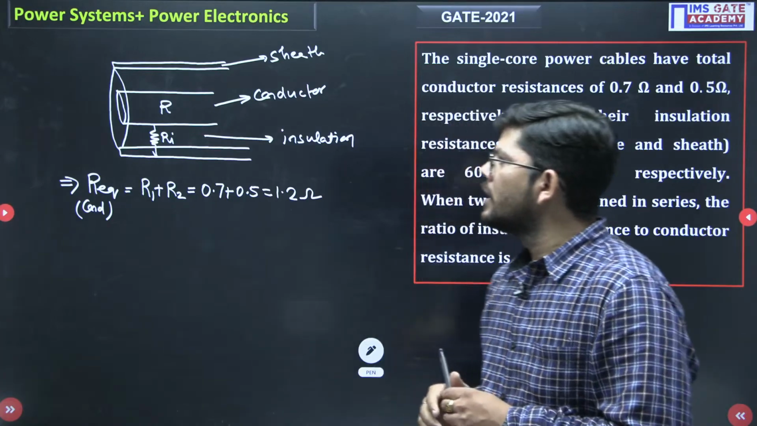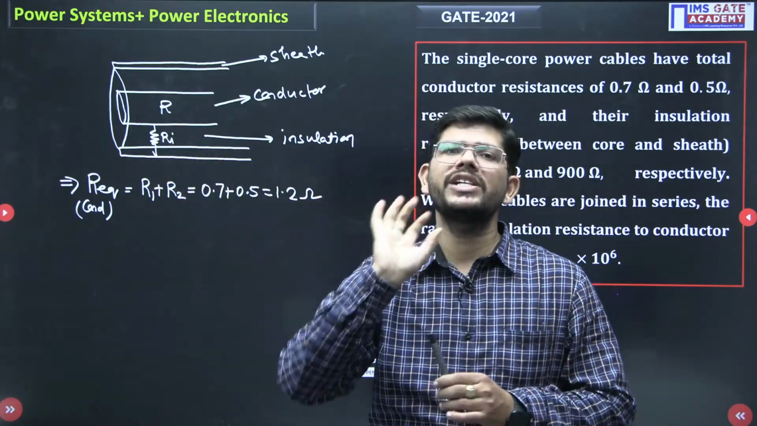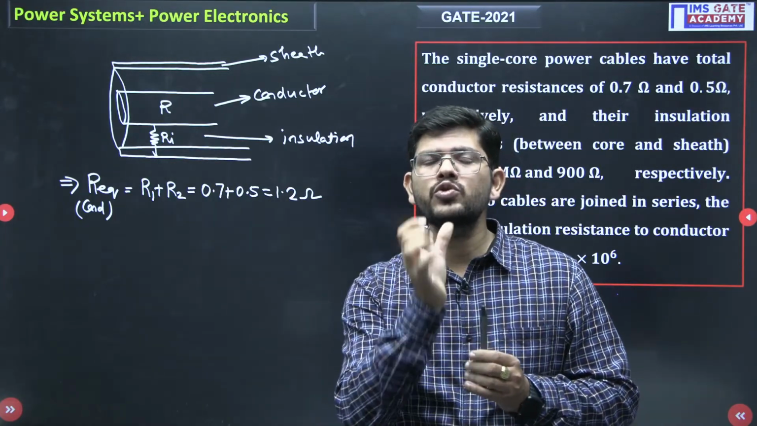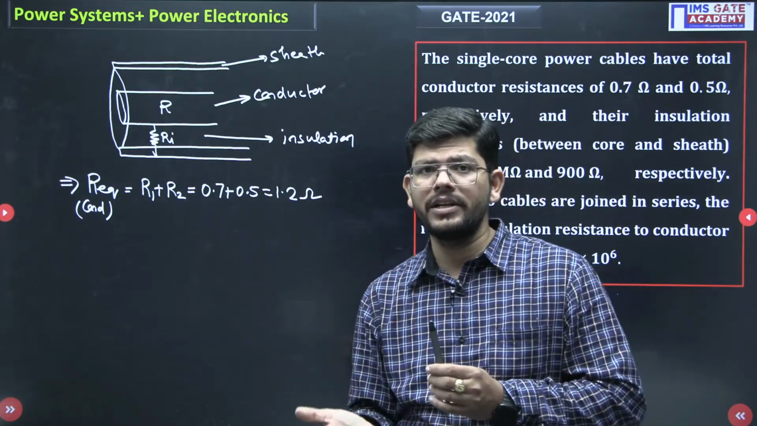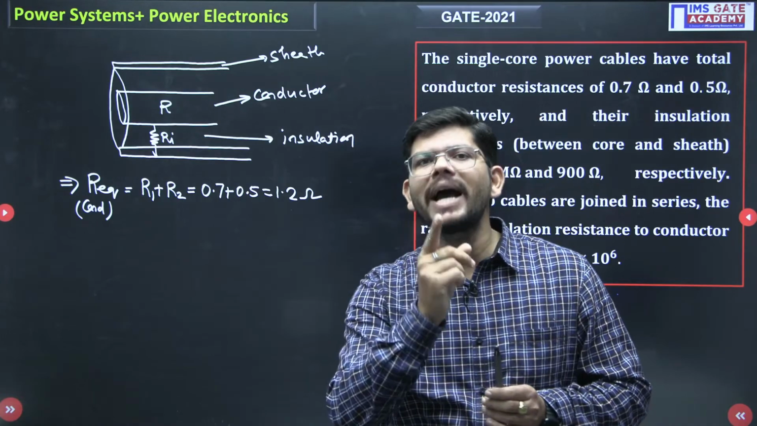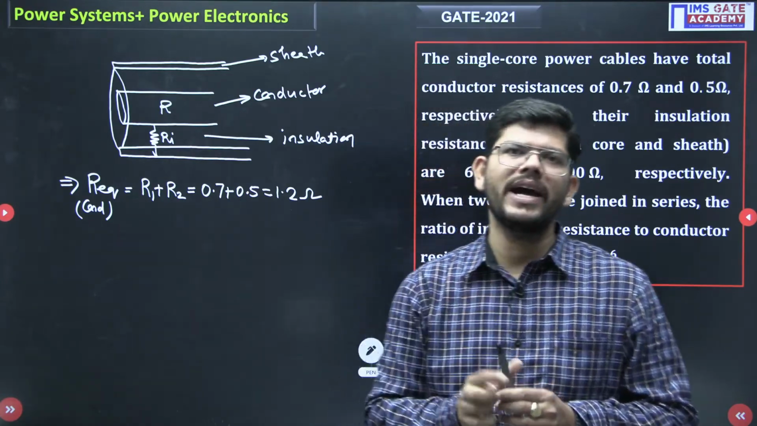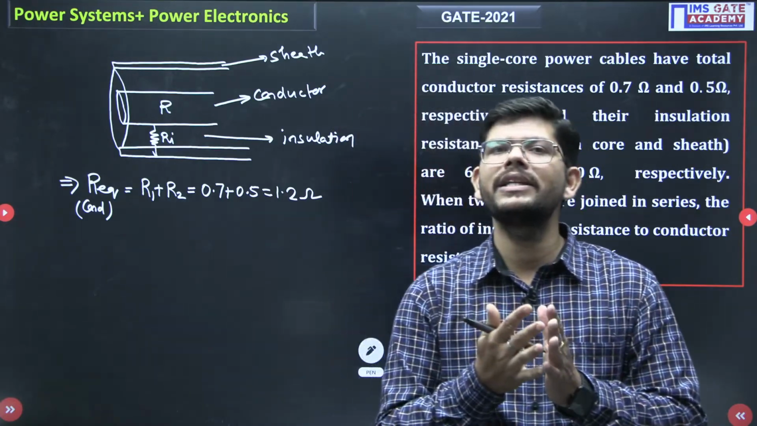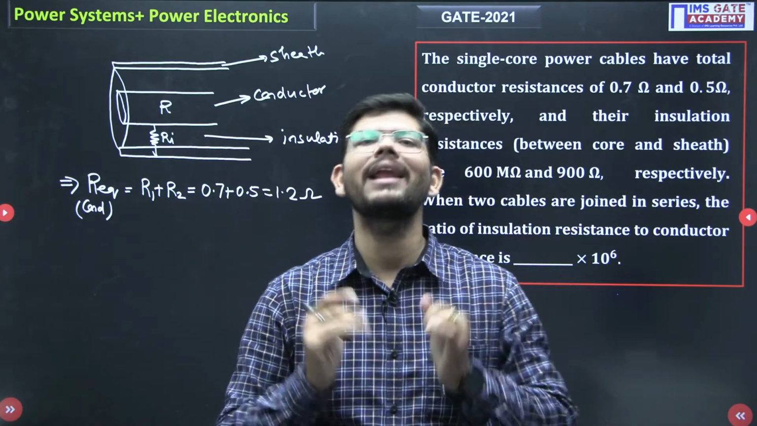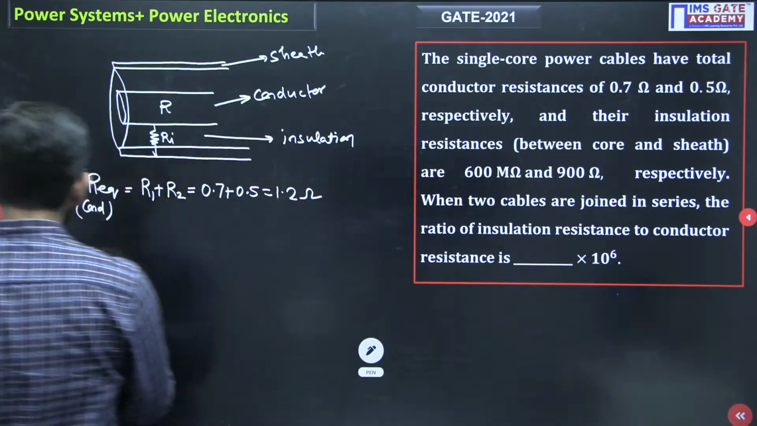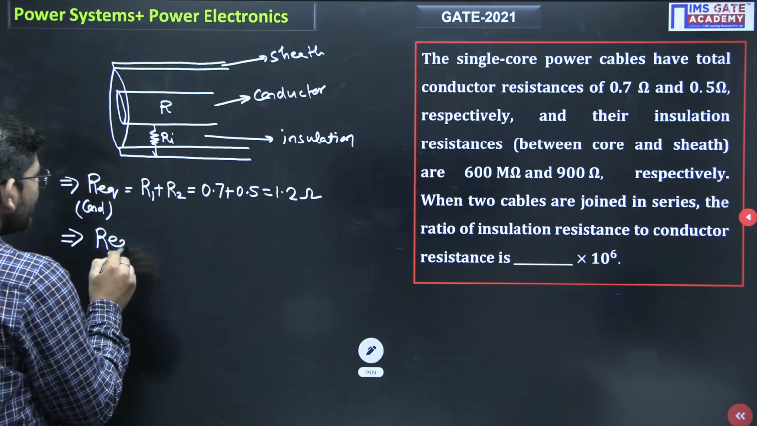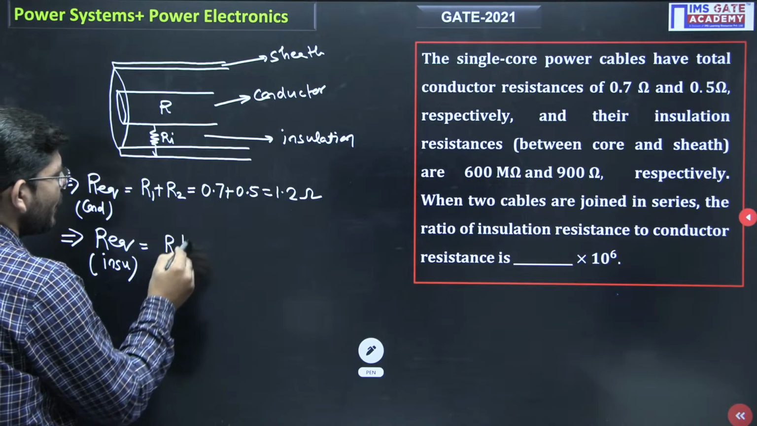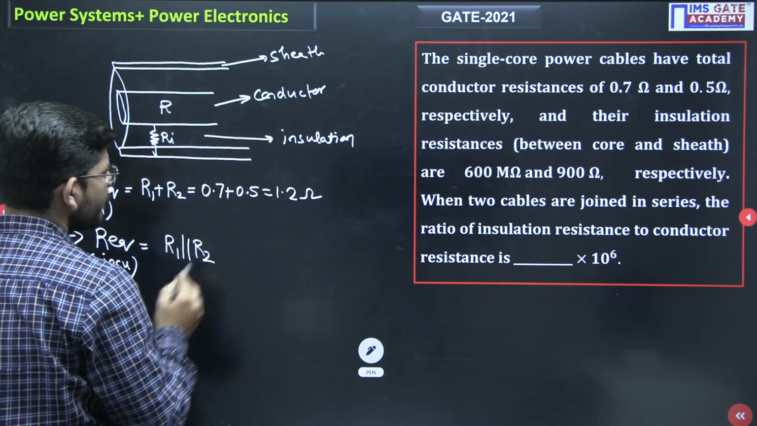Fine. Now the insulation resistance Ri: if you are joining 2 conductors in series, the insulation resistances of the 2 cables will appear in parallel to each other. This is the fact that GATE authorities wanted you to know. When you are joining 2 conductors in series, their insulation resistances appear to be in parallel with each other. So what will be the R equivalent insulation? This will be R1 parallel R2.